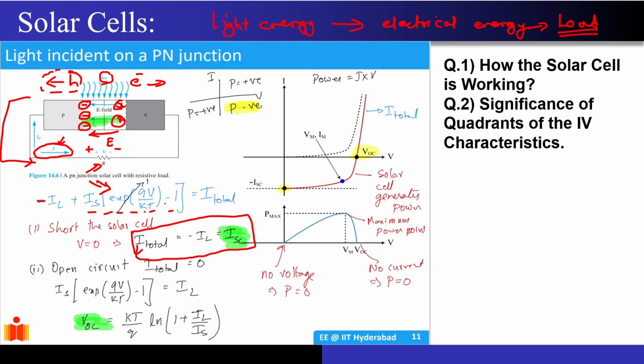I can do one more thing. I can open circuit over here so that no total current flows through the semiconductor material. Current cannot flow through the open circuit, right? So I can make this I total to be 0. If I make this I total to be 0, I will get a value for this voltage over here, and this is what I am calling as an open circuit voltage. Of course you have to take the log and all to remove the exponential, but this is what I call as an open circuit voltage.